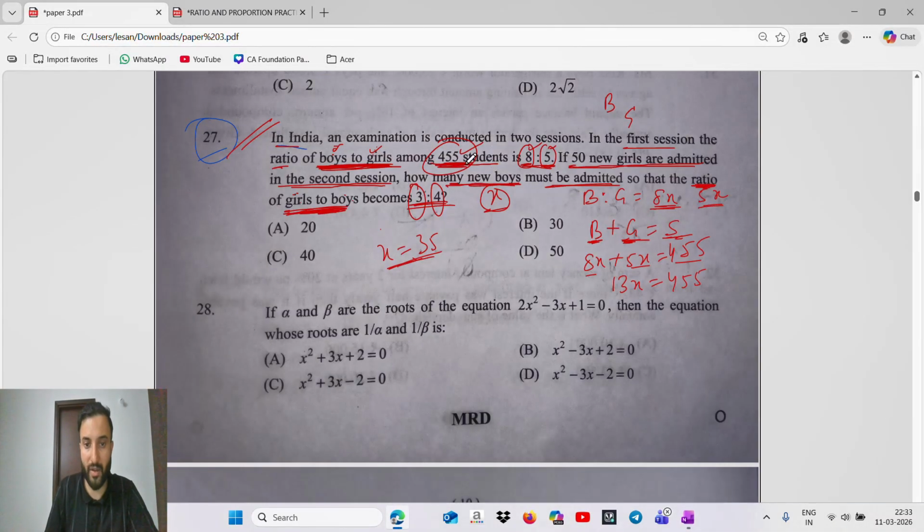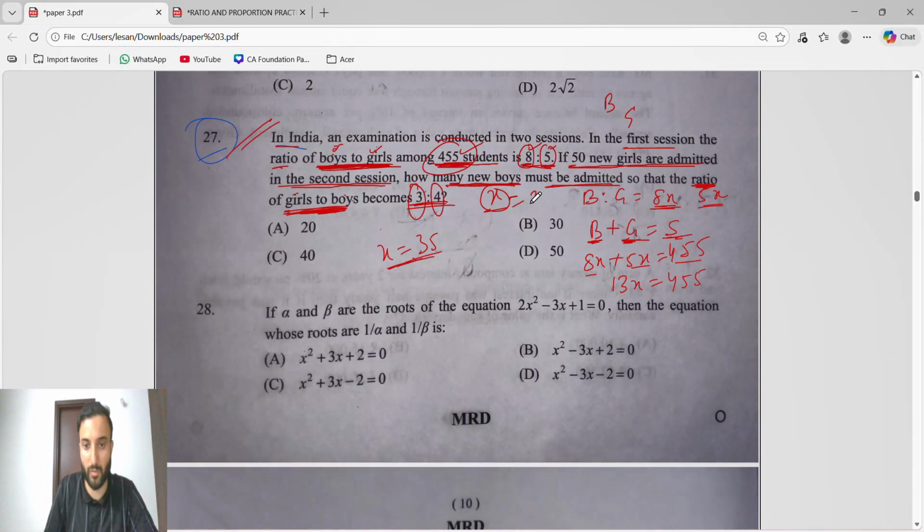So what do we have to find? How many boys? So x is 20. So the answer is 20. Girls to boys, the ratio is given, not boys to girls.